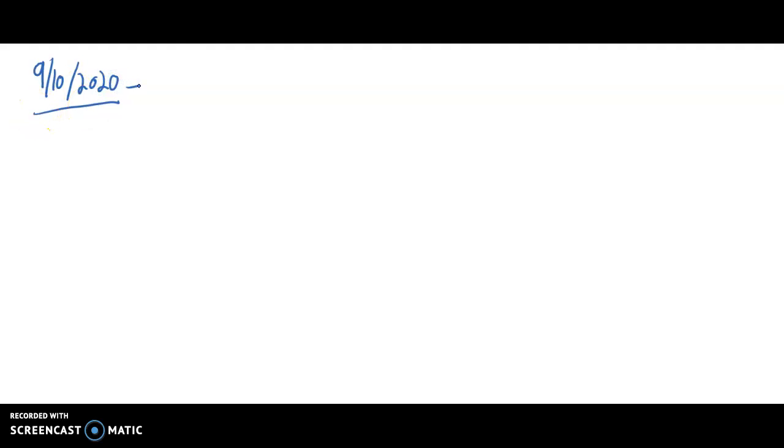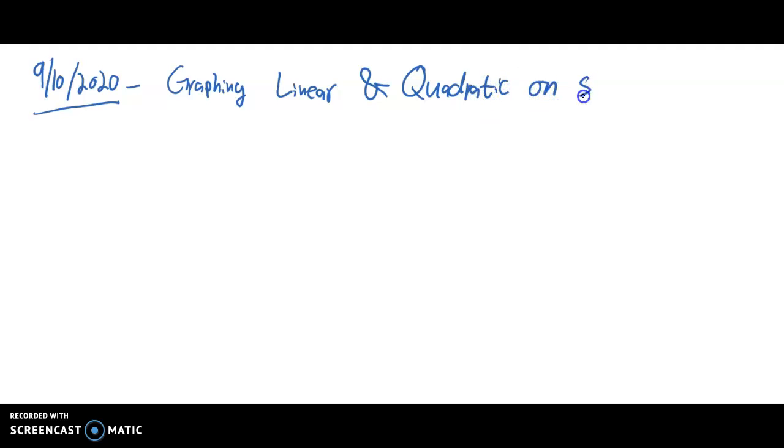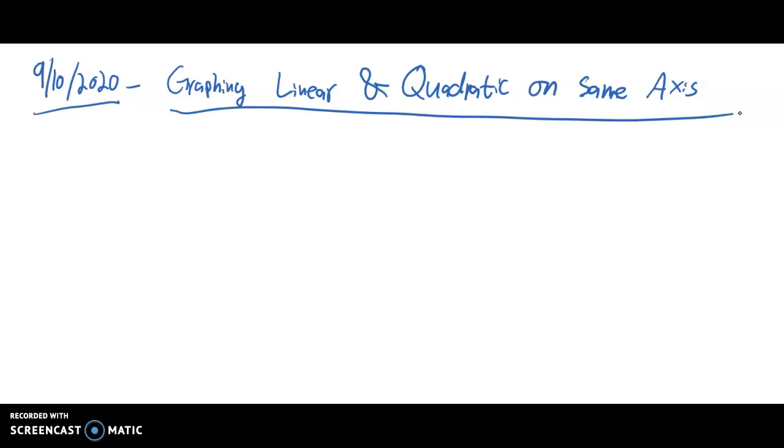And our topic is graphing linear and quadratic functions on the same axis. So we're going to graph two different functions on the same axis. Cool. Before we dive in, we're going to review slope-intercept form a little bit.